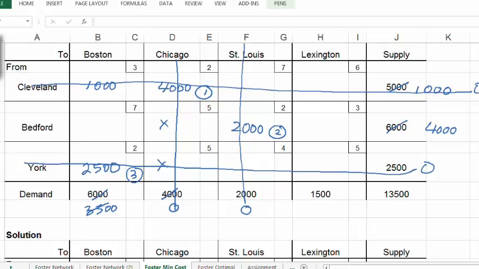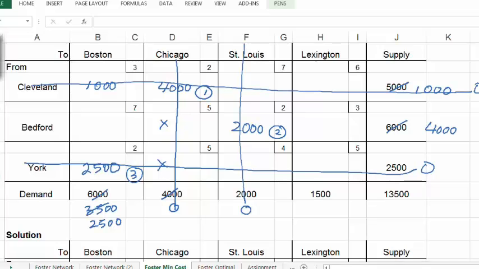Okay, and that's 3,500 minus 1,000 is 2,500. Then what? Okay. Oh, right. 2,500 from Bedford to Boston, and that's all there's left, right? Let's see. Okay. Now, oh, what happened to Lexington? Okay. Oh, so that's the next step actually, right?